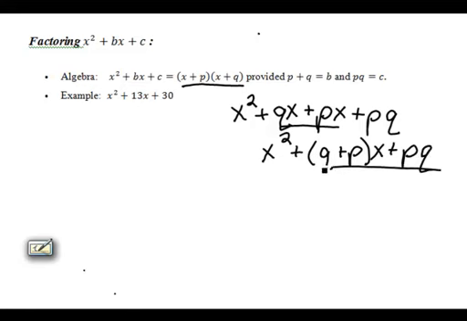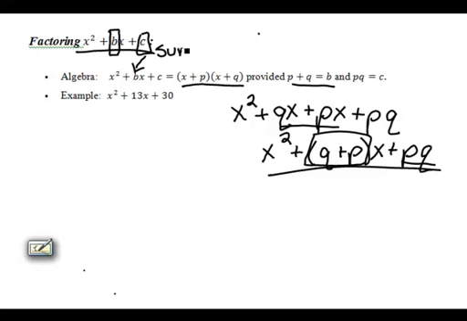Now if I compare this to the general form of my trinomial, x squared plus bx plus c, I can see that this b has to be q plus p, or p plus q equals b, and the c, my last term, has to be this p times q, these two values multiplied together. So when I'm looking at a trinomial, I always want to remember that this middle term, this b, is going to be a sum of two values, and the last term c is going to be a product. So I'm looking for numbers that multiply to the last term and add to give me my middle term.